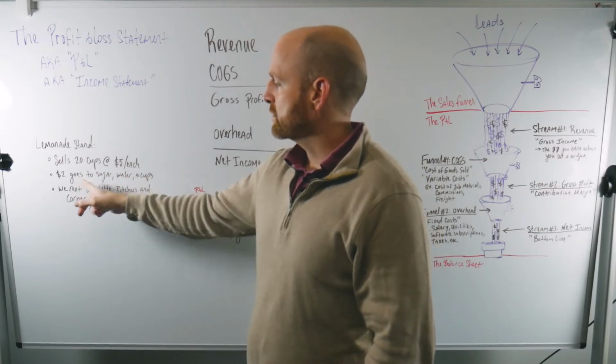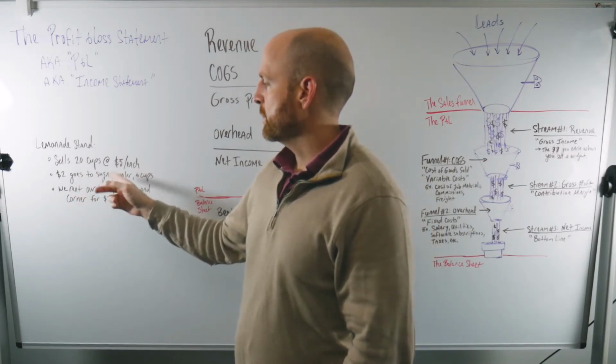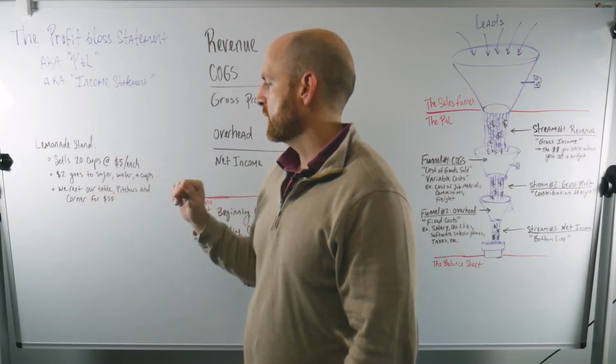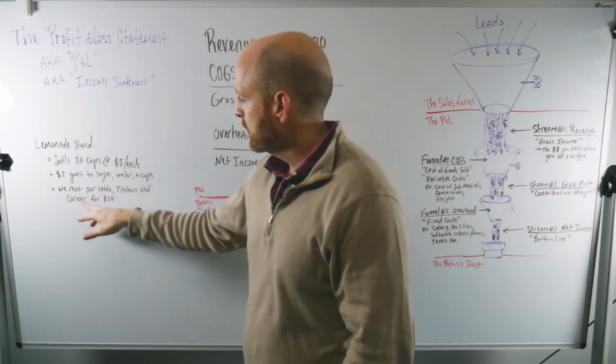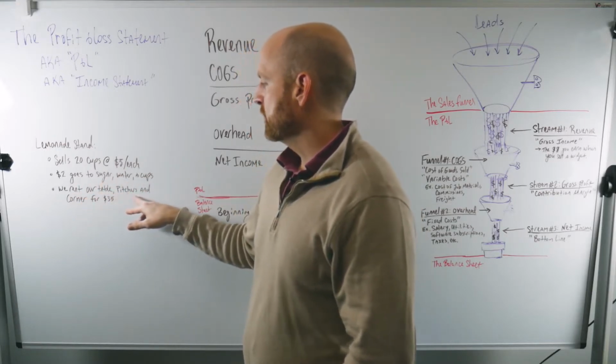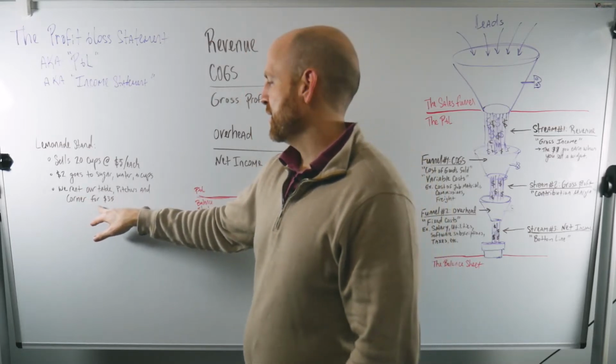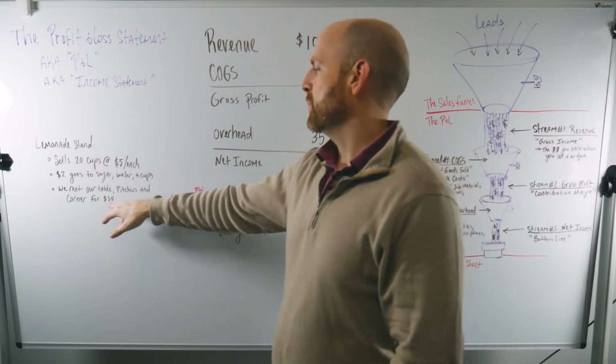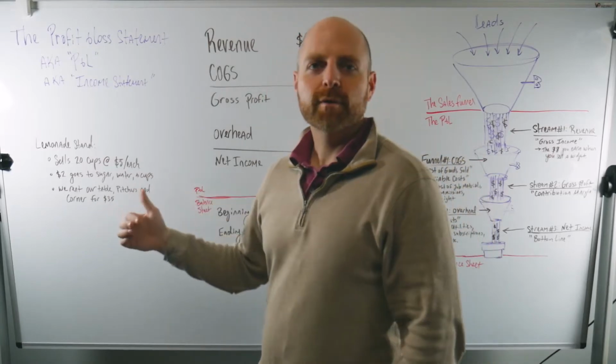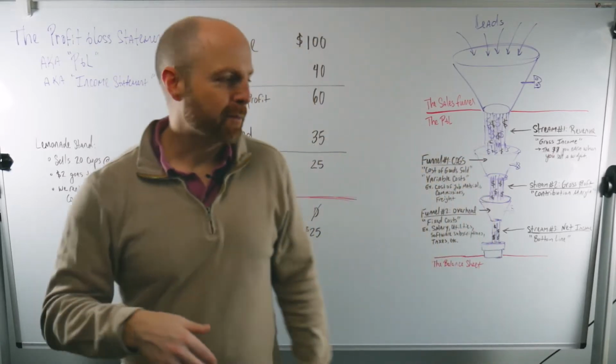And $2 of what you earn for each cup goes to sugar, water, and cups, just to keep it really simple. And then we rent our table, pitchers, and a corner in our neighborhood by the cul-de-sac for $35 from our big brother, because our big brother's a capitalist.